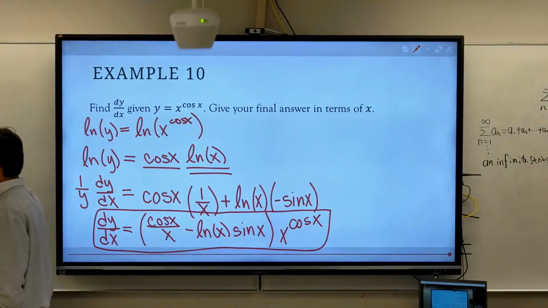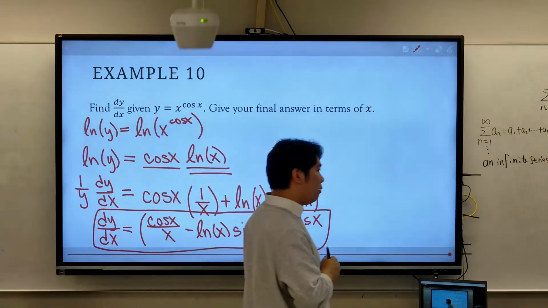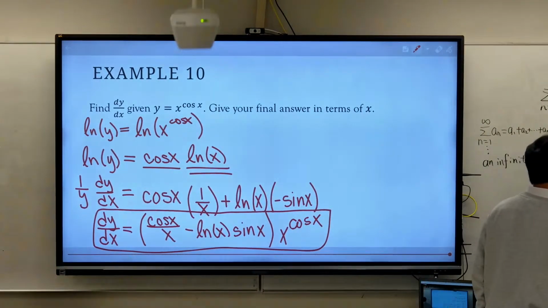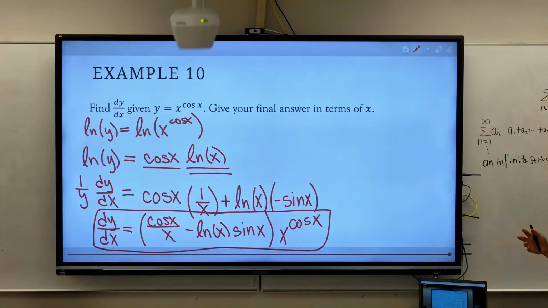So the answer looks very busy, but individually our steps boil down to product rule, and then the derivative of cosine and the derivative of the natural log of x. So those were what this problem really boiled down to, I guess with a layer of log differentiation as well.